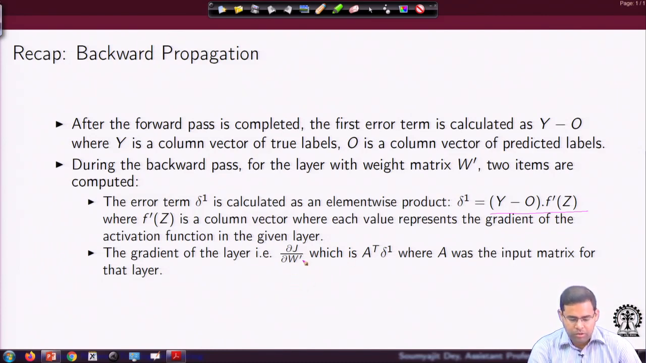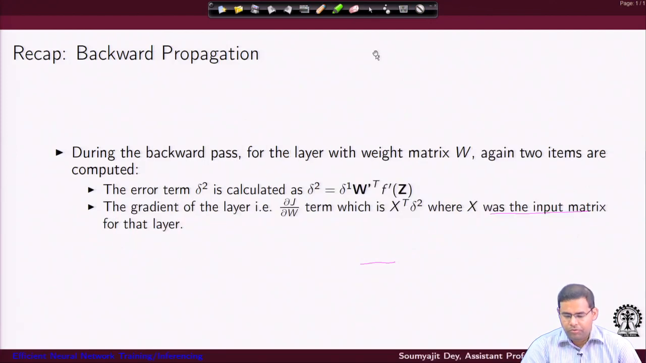And once delta 1 was computed, that helped us figure out del J del W prime, and we have already derived that the expression is A transpose delta 1, where A is the input matrix for that layer. It has been found by taking the input and doing a product with W and all that, like we discussed earlier. So, we have the availability of delta 1 with us.